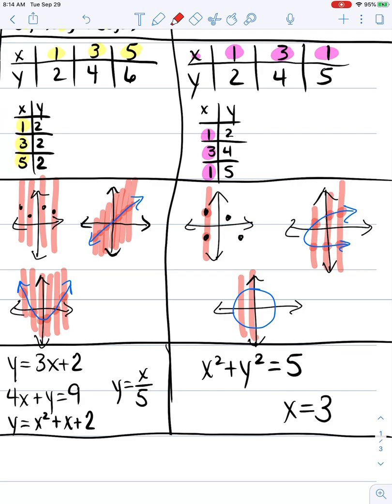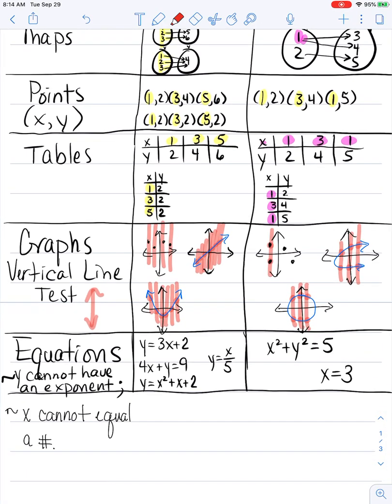And then you've got your closed circle or closed shapes. Those always fail because they touch vertical lines at more than one place. Same thing with sideways shapes like that. So the reason those graphs are not functions is they fail the vertical line test.